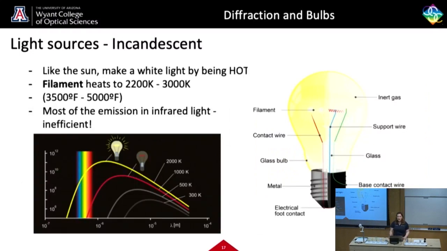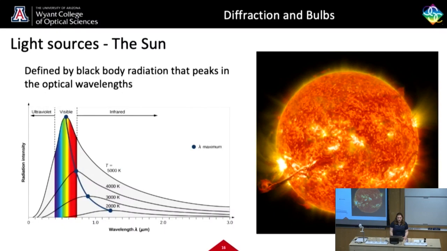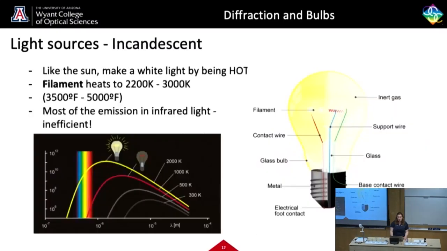So the incandescent light bulb, you would think of Edison for this one, like the sun, makes its white light by being extremely hot. Now, the filament heats up to about 2,000 to 3,000 Kelvin, which is 3,000 to 5,000 Fahrenheit. Remember, the sun was about 5,000 Kelvin, so this is definitely not as hot as the sun, and you can see that in its spectra. Not only is it less intense than the sun, but it also doesn't peak directly in the visible. It actually peaks in the infrared.